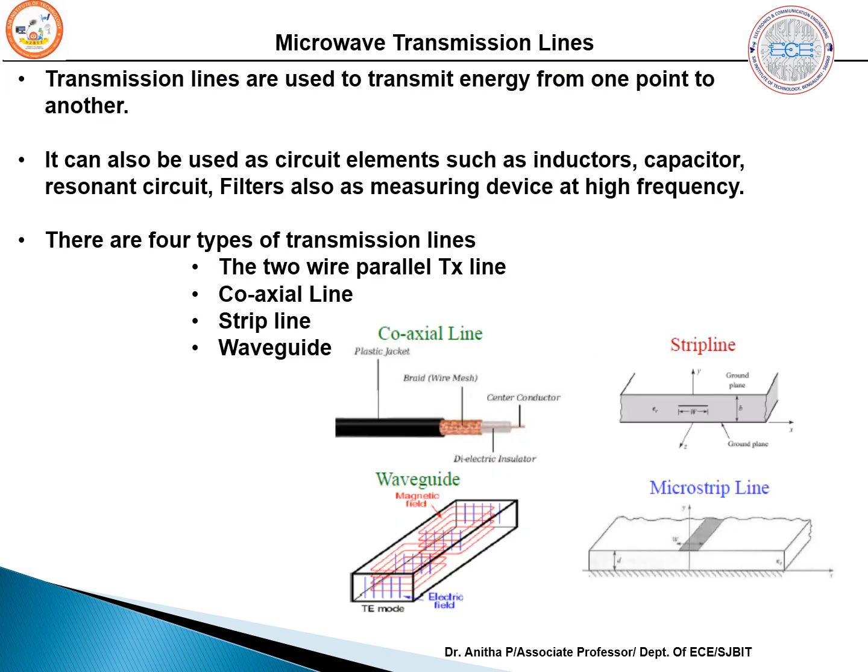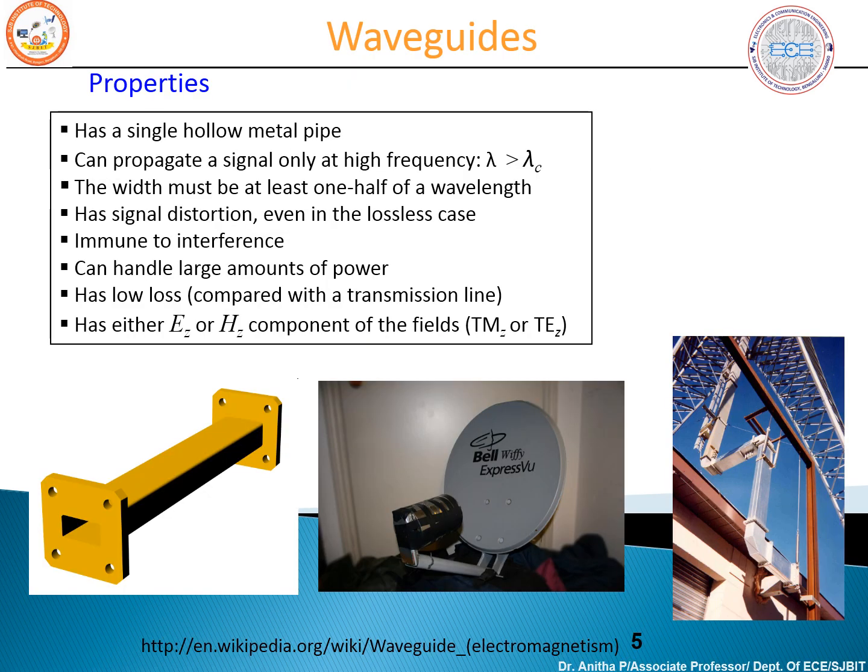As I have informed, it is mainly used to transmit energy from one point to another. Sometimes we can also use the transmission line as an inductor, a capacitor, a resonant circuit, filters, and also as a measuring device at high frequencies. There are four types of transmission lines: two-wire parallel transmission line, coaxial line, strip line, and waveguides. We will see each one in detail.